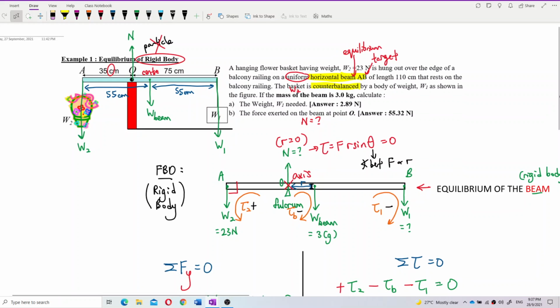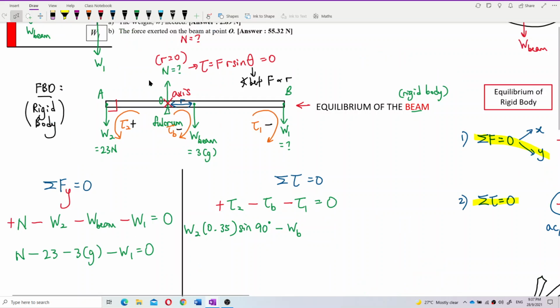Okay, how to calculate this R? Very simple. Because from A to the center is 55 cm, the half of the length. And then from A to O is 35 cm. So how far is this point? 55 minus 35, which is 20 cm. So the R here is 20 cm. Understand that?